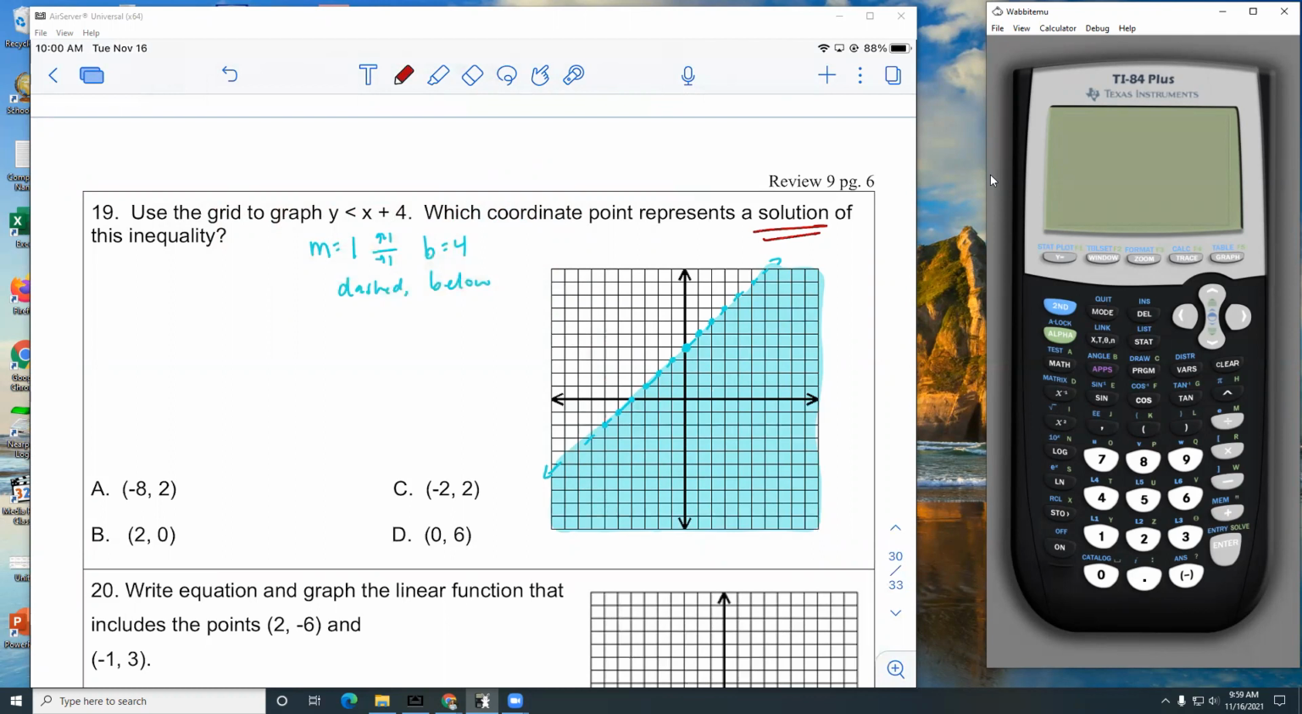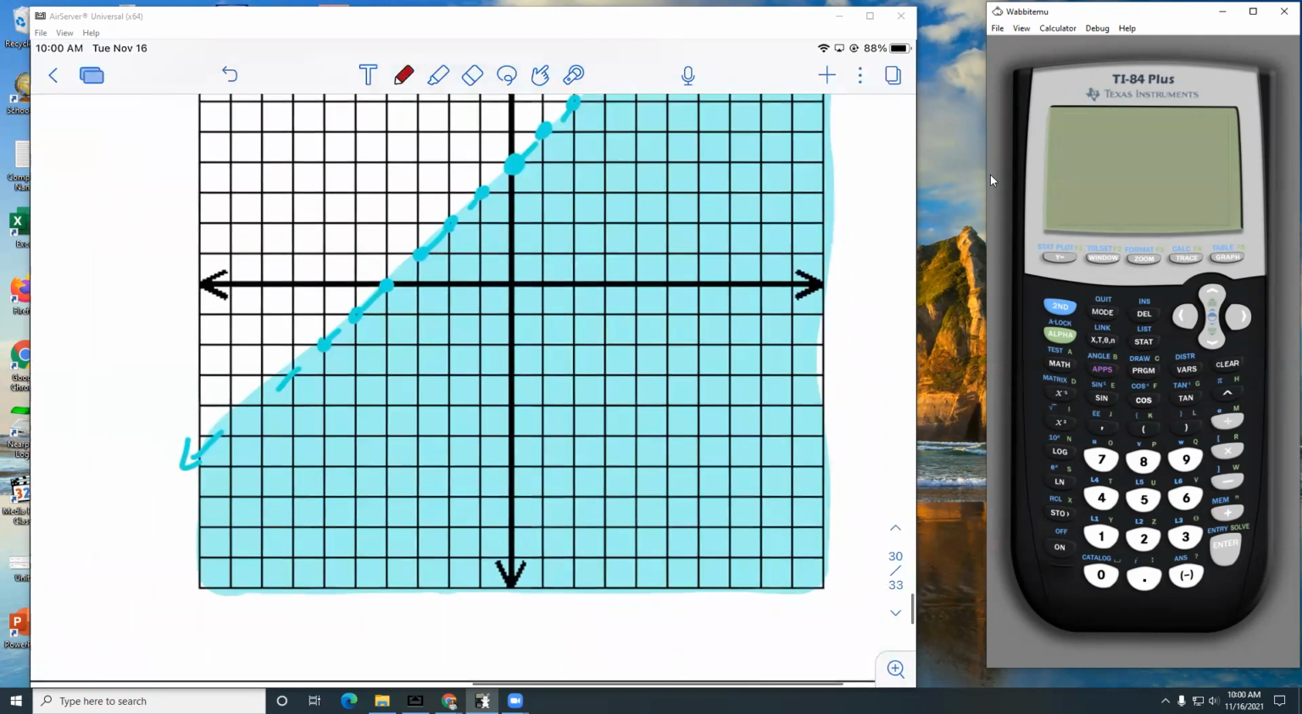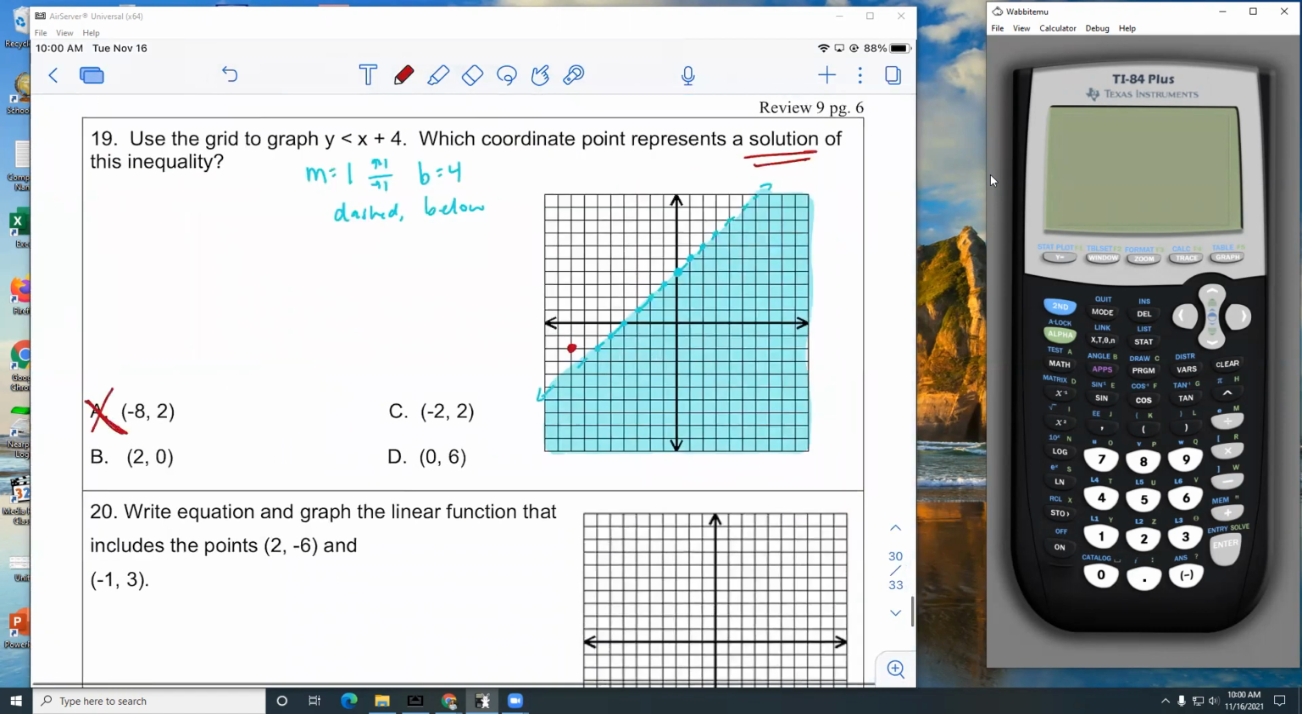Let's look first at negative 8, 2. Go over negative 8, 1, 2, 3, 4, 5, 6, 7, 8, down 2. That is not in my shaded area, so she goes away. 2, 0 over 2. That looks good. Negative 2, 2. Okay, that one's on the line.